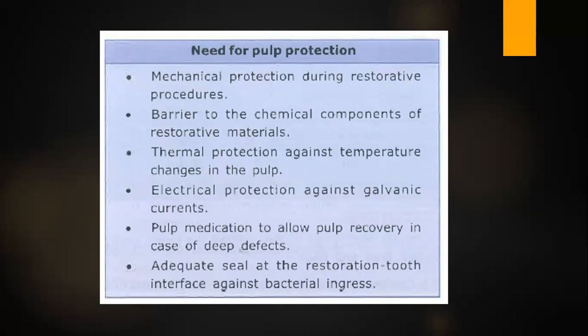Suppose a question is asked as to what are the ideal requisites of a pulp protective agent, then we should say an ideal pulp protective agent should provide mechanical protection during restorative procedures, and it should provide a barrier to the chemical components of restorative materials. It should also give thermal protection against temperature changes in the pulp, electrical protection against galvanic currents, and pulp medication. It should also act as a medicament to allow pulp recovery in case of deep defects, and it should provide an adequate seal at the tooth-restoration interface against bacterial ingress in case of microleakage.